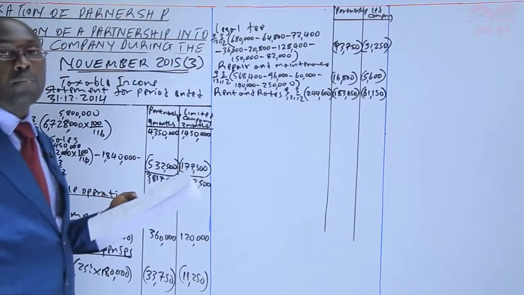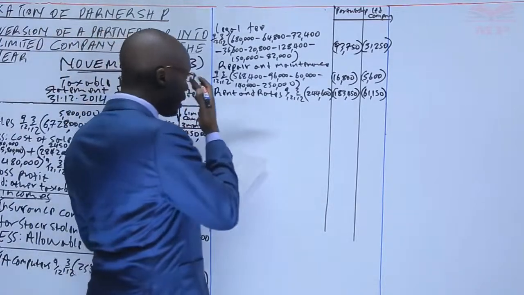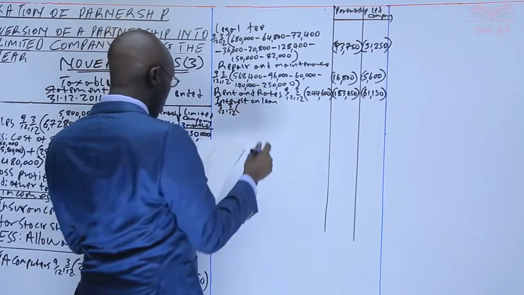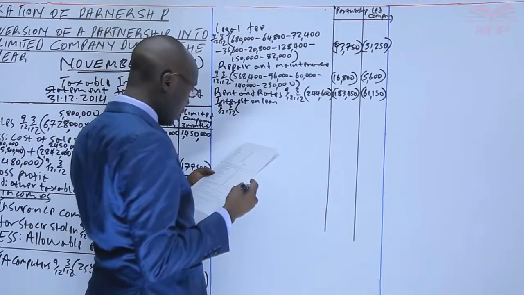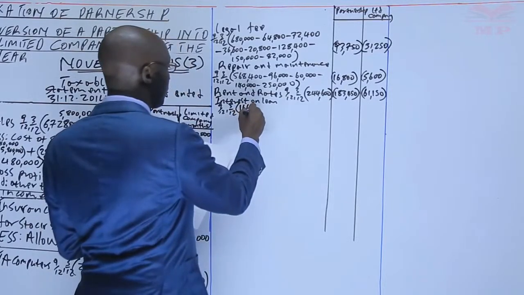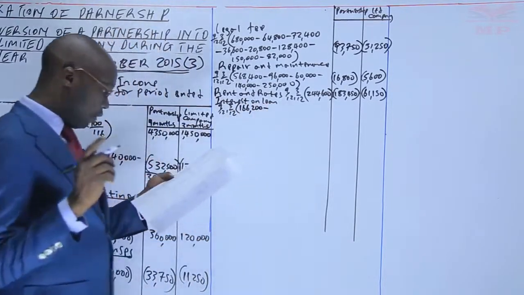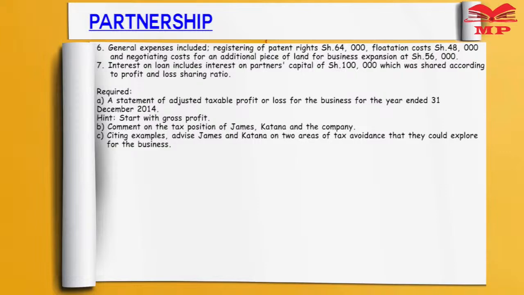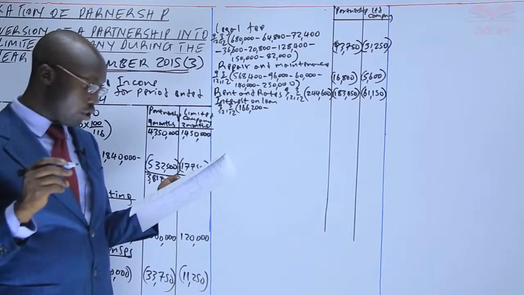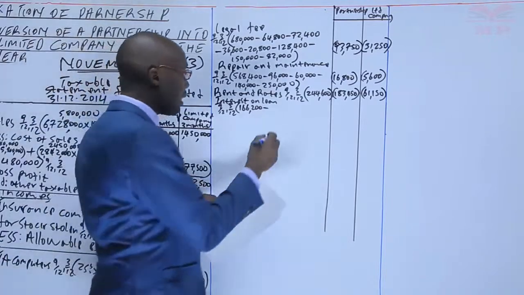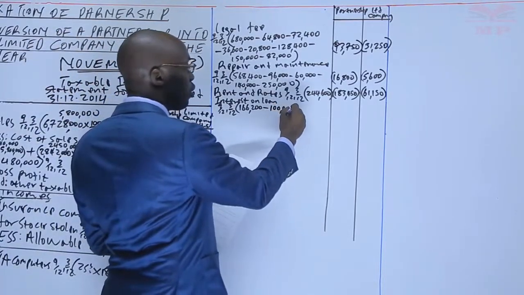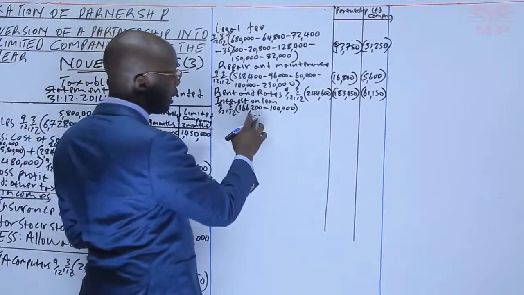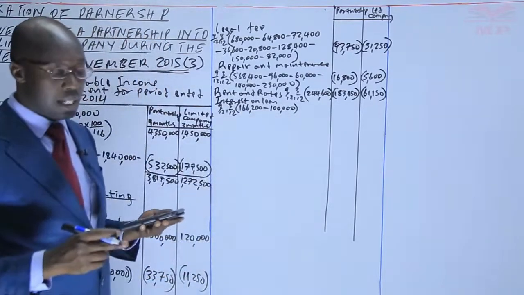And then we continue after rent and rates. Interest on loan. Interest on money borrowed, we said, is allowable expense. So interest on loan, which we take again 9 over 12, 3 over 12, of the interest on loan overall is 166,200. If you look at additional information number 7, we are told interest on loan includes interest on partner's capital of 100,000, which was shared according to the profit sharing ratio. So, in here, there is interest on capital to the partners, which is not allowable. We said so. So, we remain with 166,200 minus 100,000. That will be 66,200.